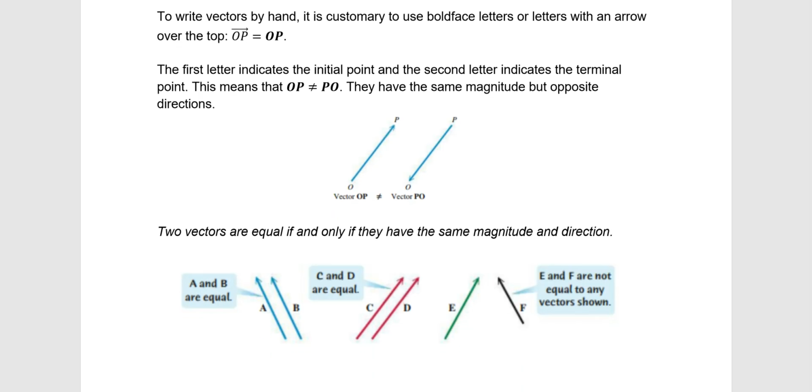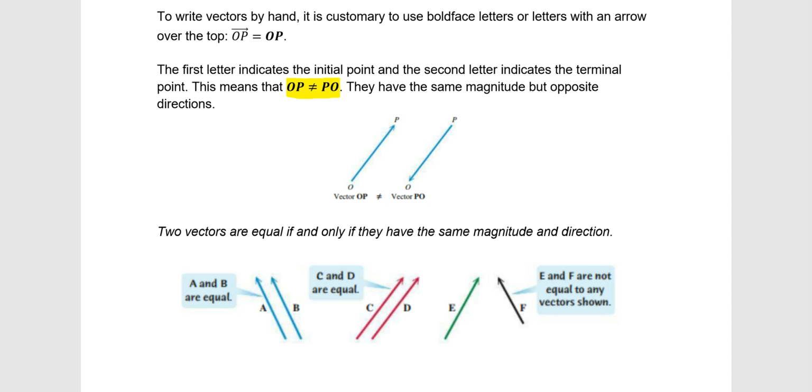When we are writing vectors by hand, we're either going to use the notation where we put an arrow over it, or we're going to use a boldface font. Obviously if we're just writing it by hand, we're just going to have to put the arrow over it, because it's kind of hard to write boldface by hand. Just know that both of those notations mean the exact same thing, and the order does matter for OP. The first letter indicates where it's starting, the initial point, and the second letter indicates the terminal point. So what that means is that the vector OP does not equal the vector PO.